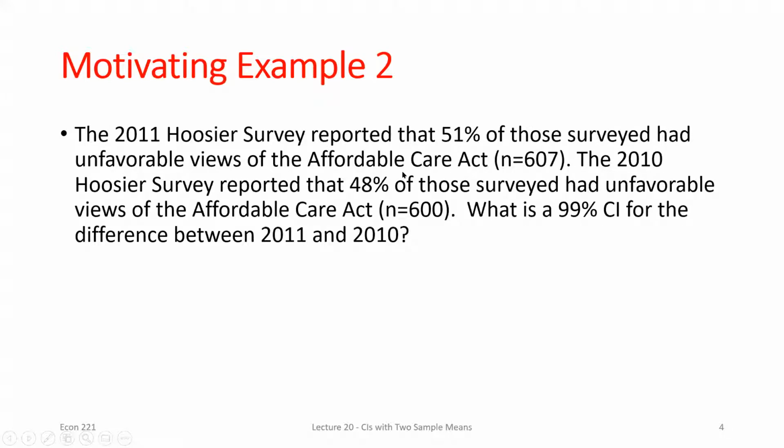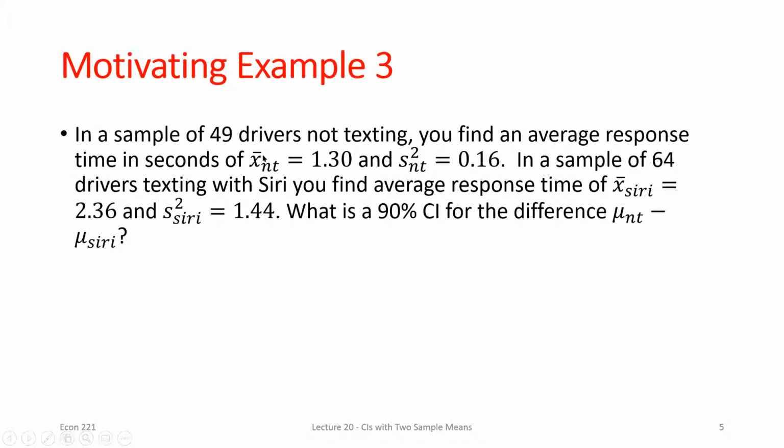We could also do a similar thing with proportions. So maybe I've got 2010 and 2011. I had a survey asking about the views of the Affordable Health Care Act. And then I've got 0.48 in 2010, 0.51 in 2011. What's the confidence interval for the difference, or the change, in the views of the Affordable Health Care Act between these 2 years? Or I might have texters and non-texters. I have their average response times, but I only have this sample mean. So can I build a 90% confidence interval for the true difference in response time for drivers who are texting versus those who are not?